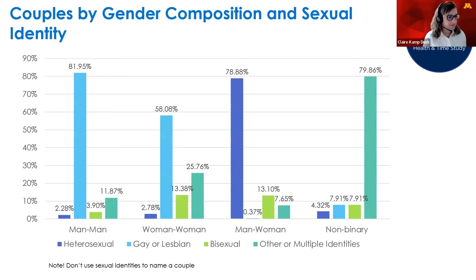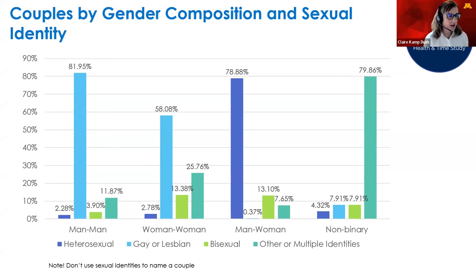As I've already mentioned, when we're describing couples, we should avoid using a sexual identity to describe a couple's gender identity. You can see here that among our man-man couples, not everybody identified as gay, as we might traditionally think. Yes, a lot of them did identify as gay, but we have people who identify as heterosexual, bisexual, and other or multiple identities.